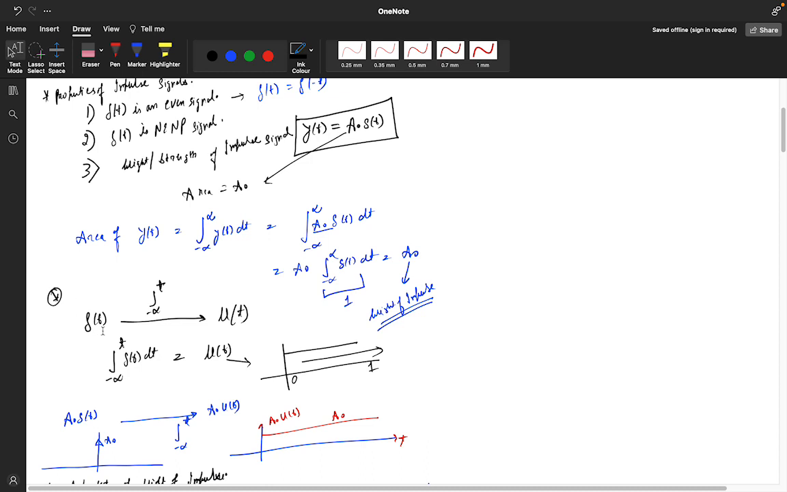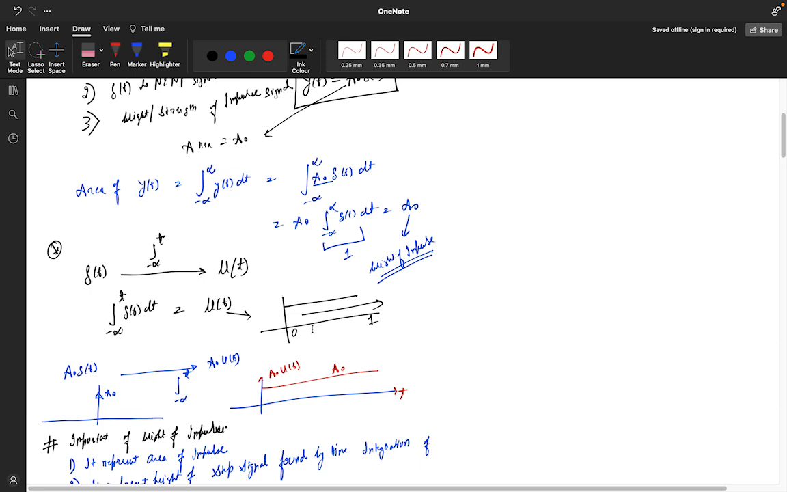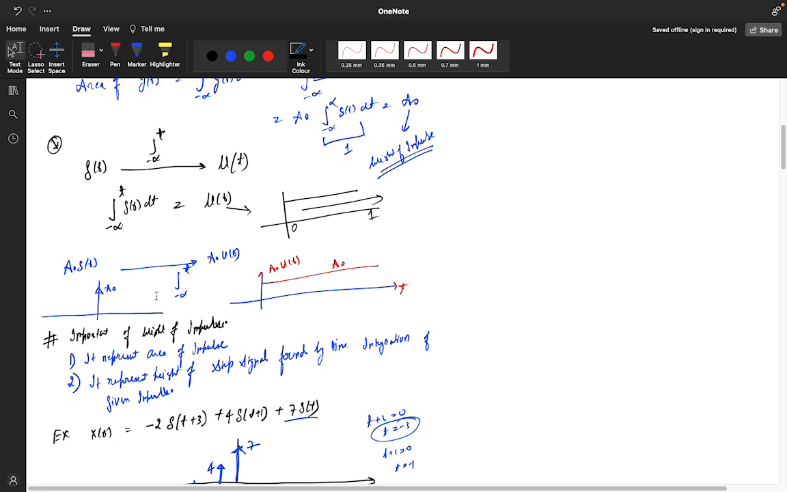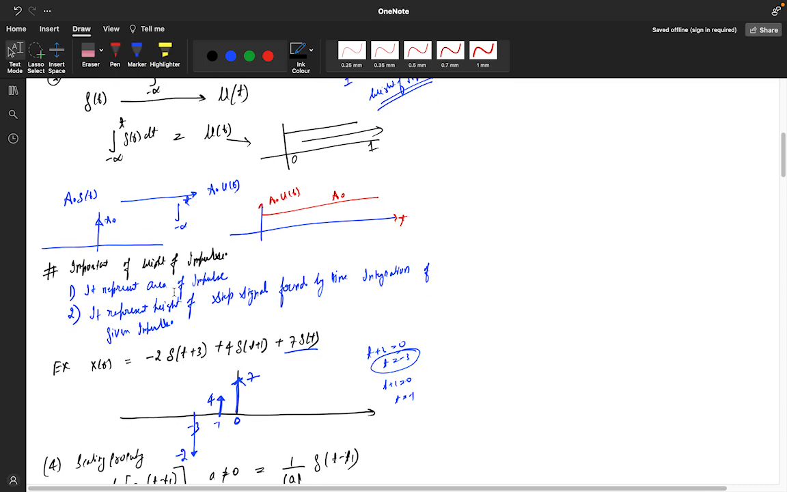If you integrate the delta impulse signal, you will get the step signal. A step signal starts from 0 and goes up to infinity with a constant value. Here it is 1. If a naught delta t is there and you integrate it from minus infinity to t, you will get a naught u of t, so a constant value a naught. The importance of the weight of the impulse signal is that it represents the area of the impulse. It represents the height of the step signal found by time integration.